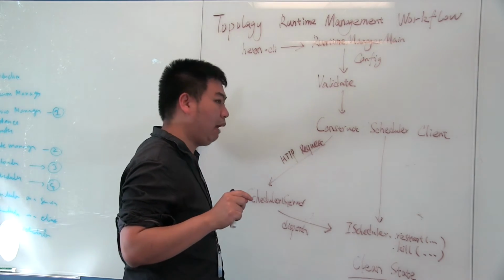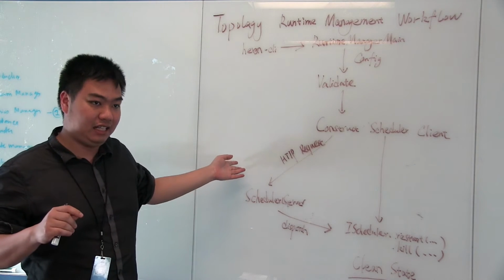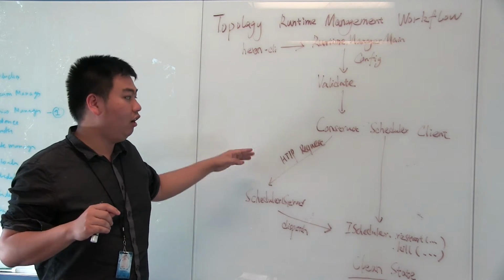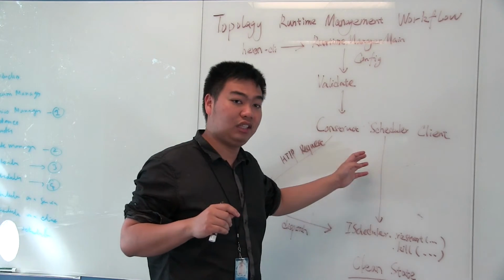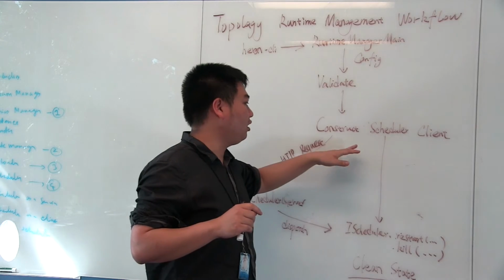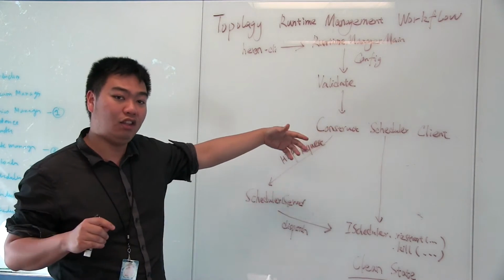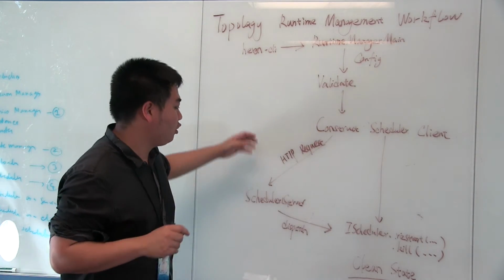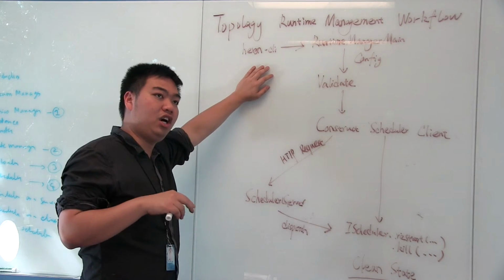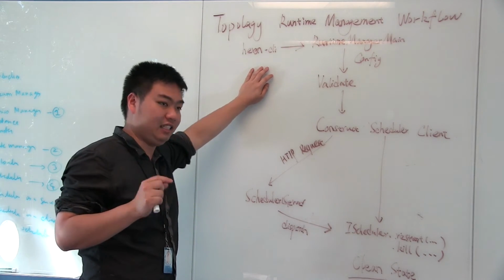For example, one time it is running the scheduler as a service, an HTTP service or thrift service. Another time it is maybe invoking the scheduler as a library directly. So we need different scheduler clients to handle those different cases. So here now we have two cases. One case is the scheduler as a service.